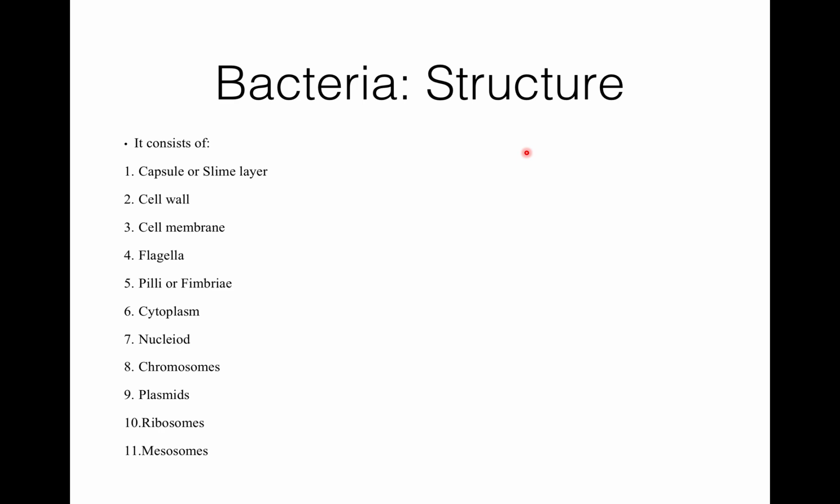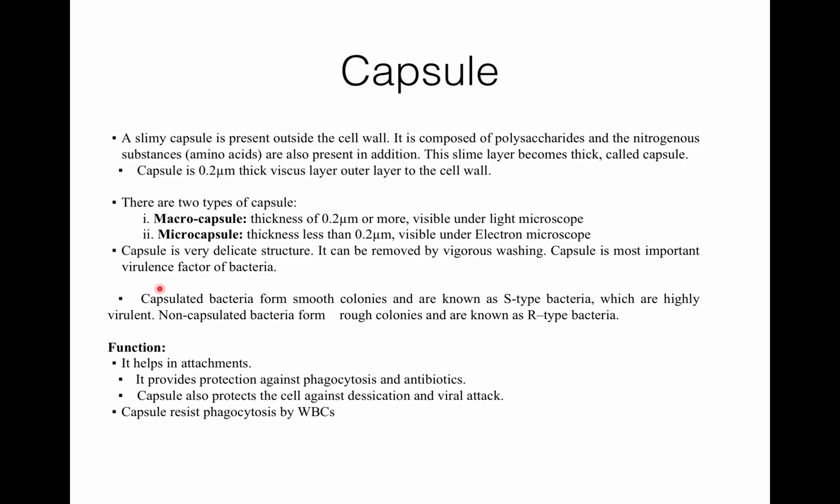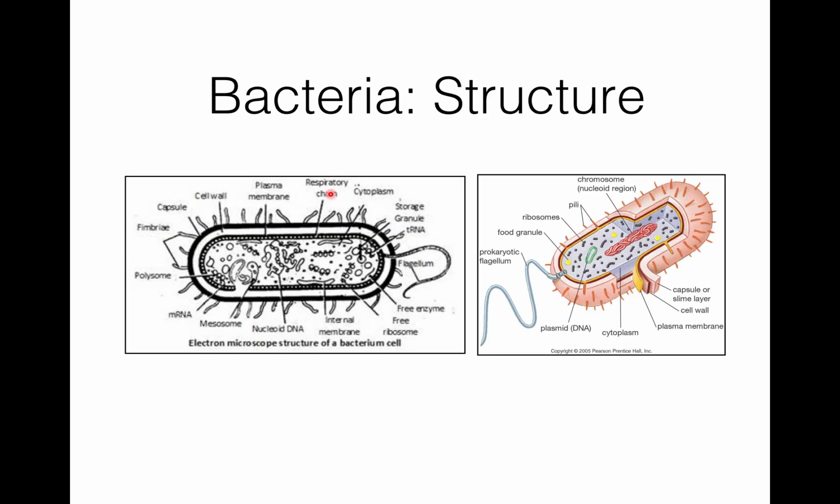So bacteria structure consists of capsule or slime layer, cell wall, cell membrane, flagella, villi or fimbriae, cytoplasm, nucleoid, chromosomes, plasmids, ribosomes, and mesosomes. In today's lecture, I will cover the first 5 points, that is capsule, cell wall, cell membrane, flagella, and villi or fimbriae. So first is capsule. I've already shown this is a capsule. Here also you can see this is a capsule.